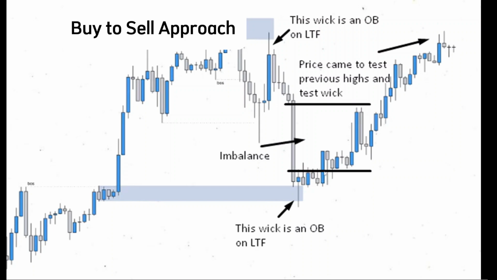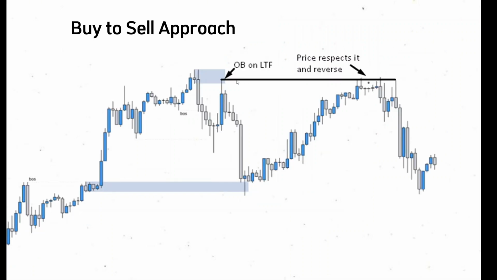We do respect the demand zone and we do correct, but then we can see we come up to rebalance this candle here from wick to wick. We then break above it, and we can see we come up to previous highs and back up to test this wick here, which we know as an order block on a lower time frame. And that's where the price then reverses again.